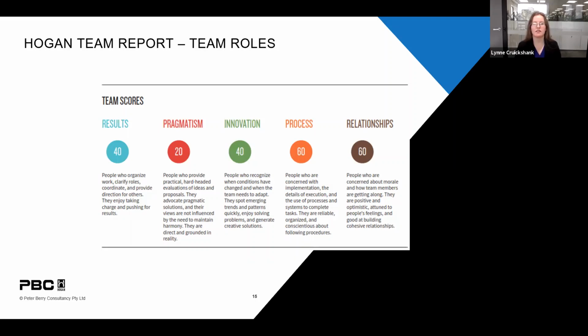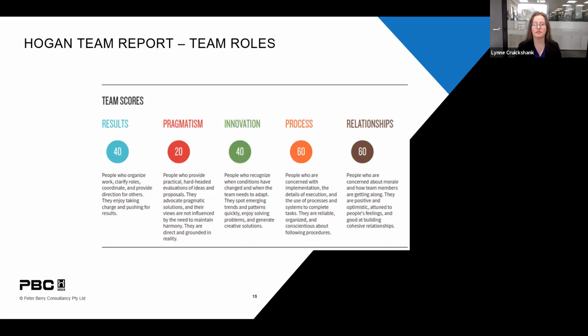With pragmatists, these are those individuals who are quite practical, they're willing to challenge those different ideas on the basis of practicality. So, that's a great idea. That other group perhaps is very innovative, but what about this? What about the practical implications around that? Innovation. For this particular report, it's really around recognising when conditions have changed around the team and when they may need to adapt to those changes. So it's around having that focus around change, vision, as well as enjoying problem solving and generating different creative ideas and solutions.